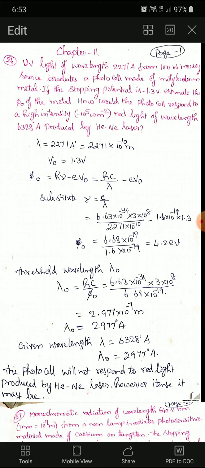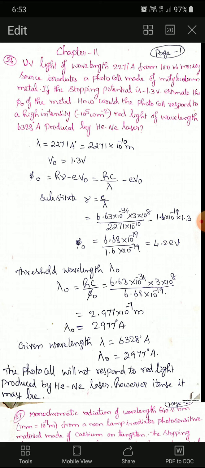Ultraviolet light of wavelength 2271 Angstrom units from a 100-watt mercury source irradiates a photocell made of molybdenum metal. If the stopping potential is 1.3 volt, estimate the phi naught of the metal. How would the photocell respond to a high intensity, 10 to the power of 5 watt per meter squared, red light of wavelength 6328 Angstrom units produced by the helium neon laser?